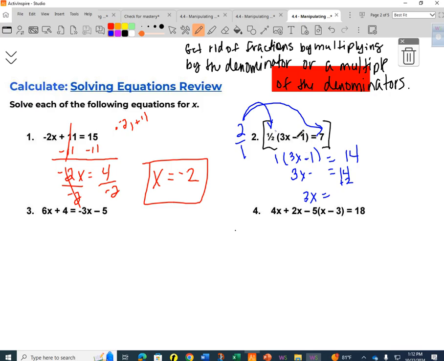So this is going to stay the same right here. We did not multiply anything inside the parentheses. We multiplied the factor on the outside. Okay. So now undoing subtracting 1 by adding 1. That's 3x equals 15.